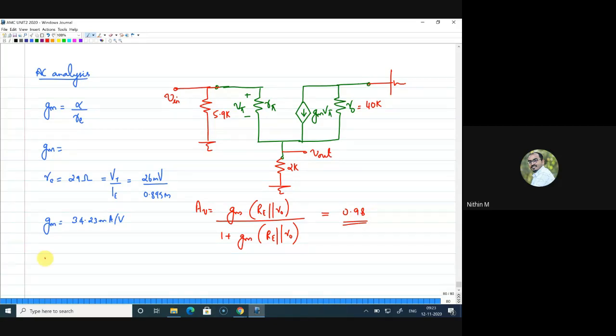Now we need to find the input impedance, Z in. Let me check with one of you. Joel, are you able to tell me the input impedance formula? Oh, yes, sir. One minute, sir.